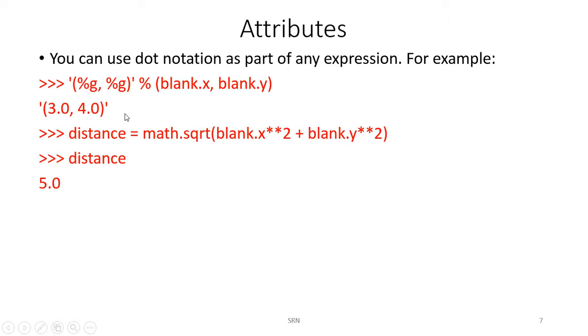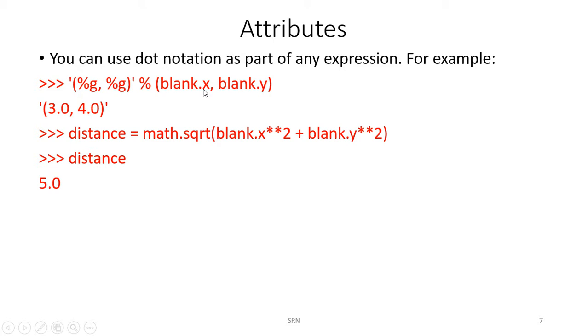Now we can also use the dot notation to print this. So we can write a statement like this. Percentage d is a format character used for numbers in Python. So we are trying to print this. See the format we have written: a string, opening parenthesis, percentage g, comma, percentage d, close the parenthesis. Now this is what we want to print. In place of these format characters, we want to print the values of blank.x and blank.y. So when you write this statement, it will show 3.0 and 4.0.